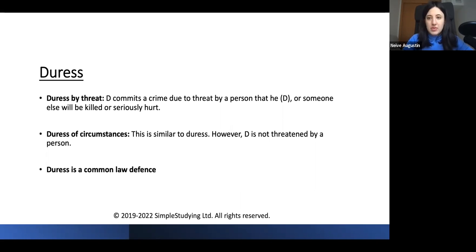This is similar to the first, duress by threat, but the defendant here is not threatened by a person, it's threatened by circumstances. Duress is a common law defense, therefore you have to discuss the relevant case law in order to be able to establish duress in a problem question.